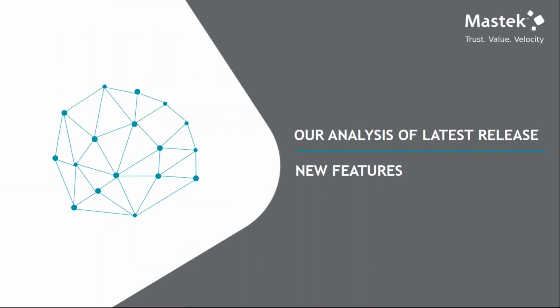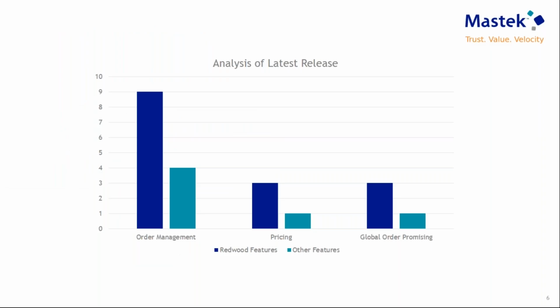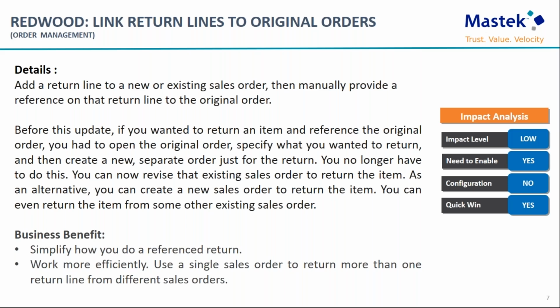Next is our analysis of the latest features. Here, there are three subsections: order management, pricing, and global order promising, in which, as you can see here, the Redwood features and the other features, this is an analysis. So the first feature is link return lines to original orders. This is a Redwood feature.